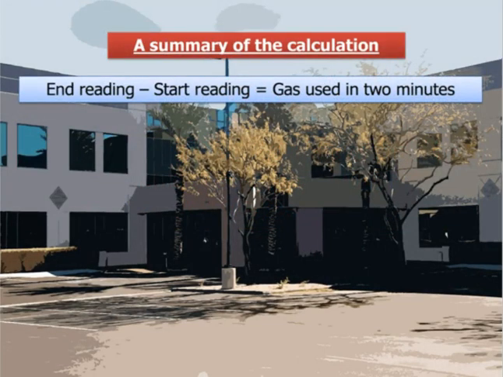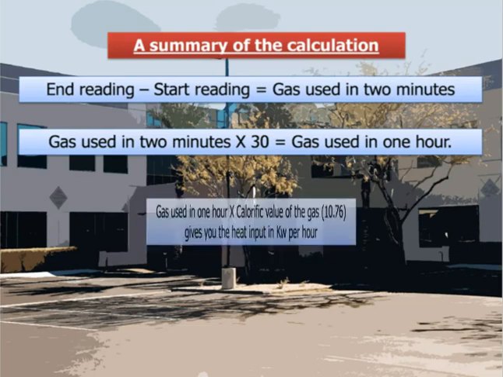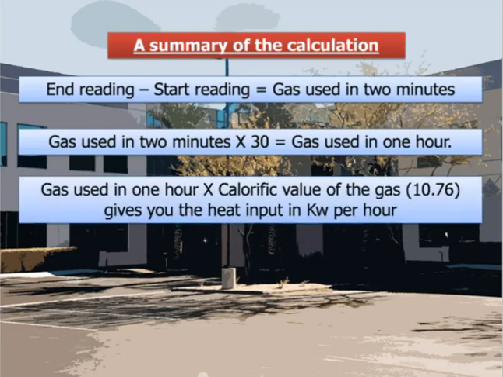So a quick summary of that calculation. Firstly, we subtract the start reading from the end reading, and that gives us the amount of gas used in 2 minutes. We then multiply that result by 30 to get the amount of gas used in an hour. And then we multiply that by the calorific value of natural gas, 10.76, that will give us the heat input in kilowatts per hour. And here's the completed sum.